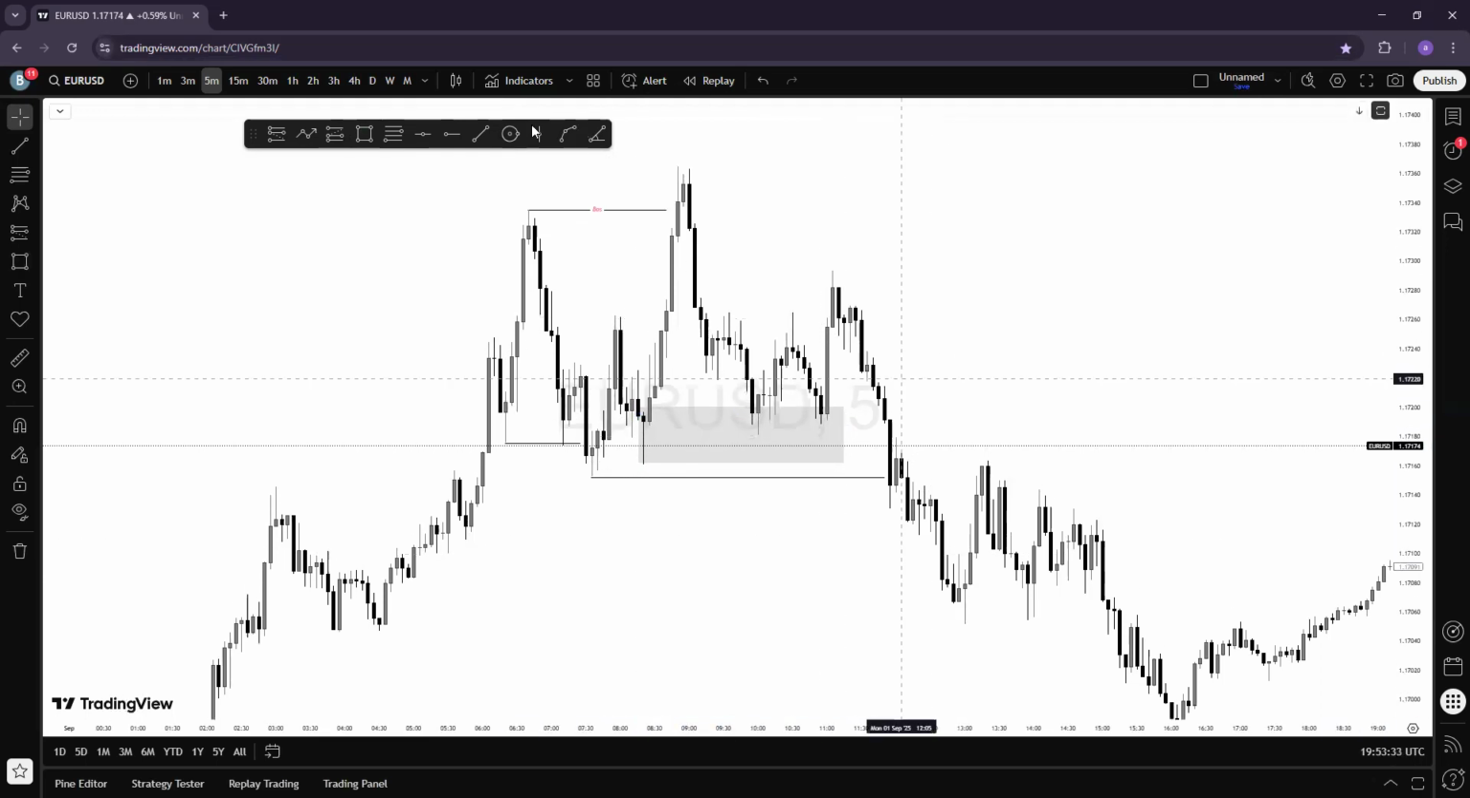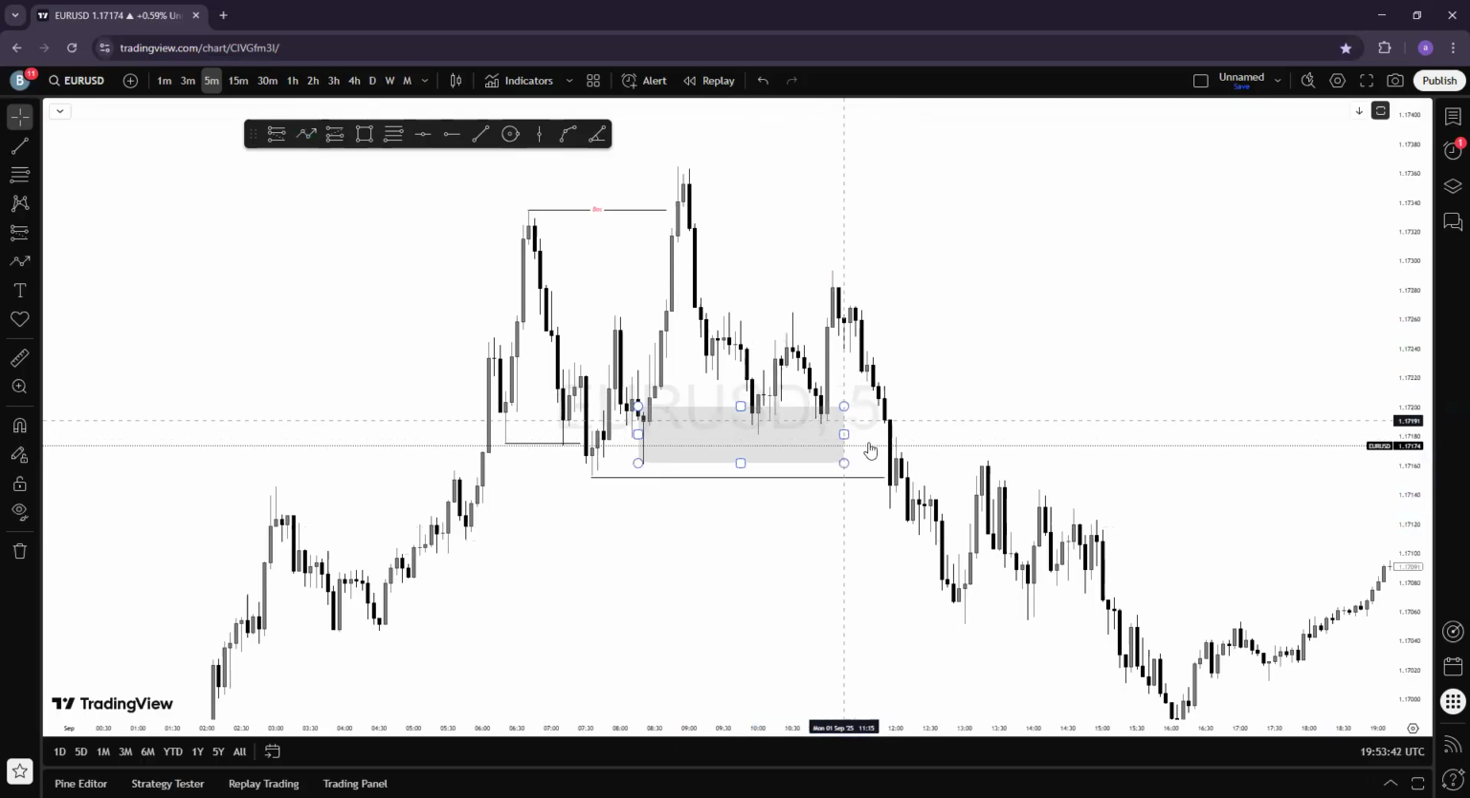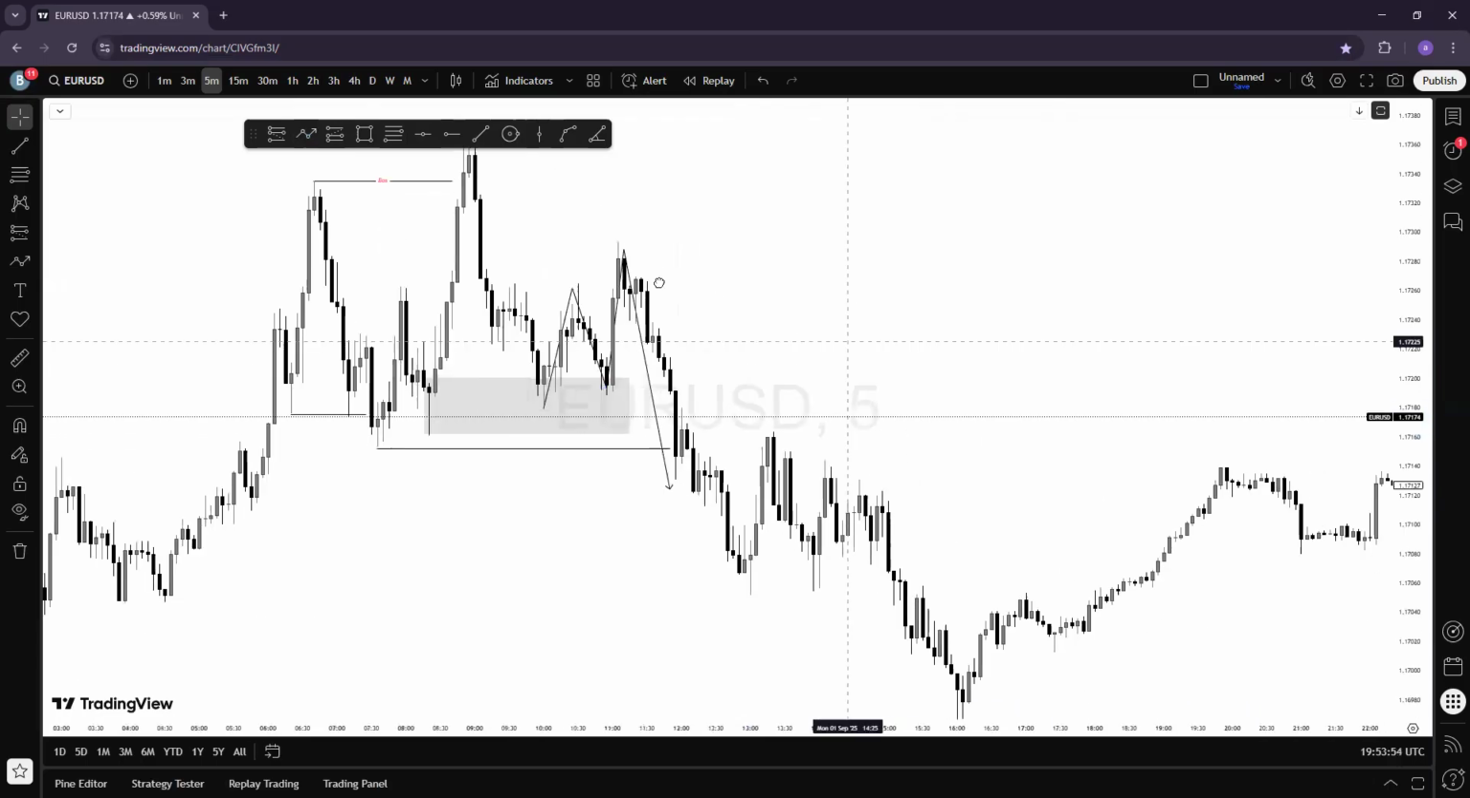But what did you see? Okay, the market went up, manipulated it, and then failed. So where is our POI? This will be our first POI. Now we have a high, a low, a high, and then failed. This is what I mean.